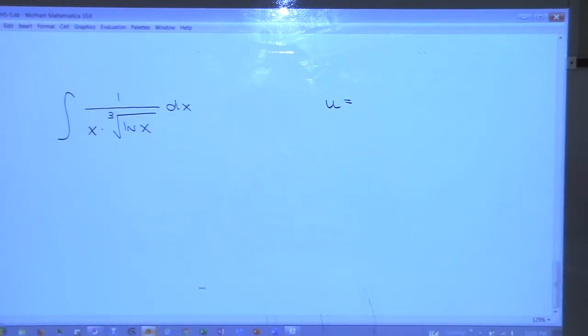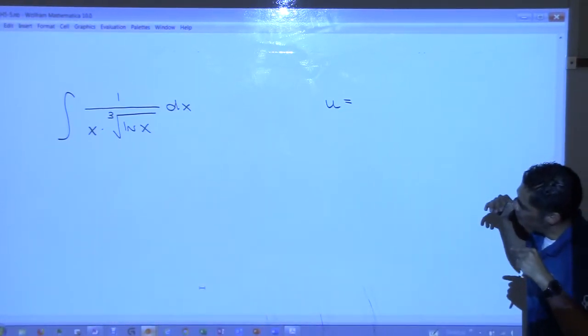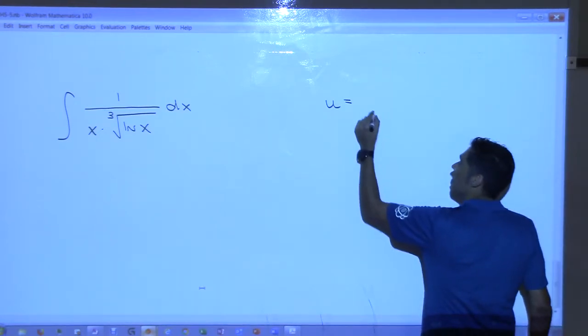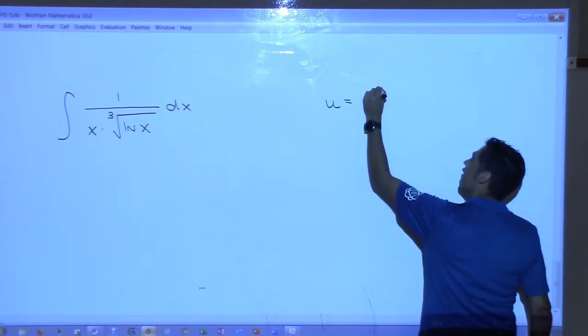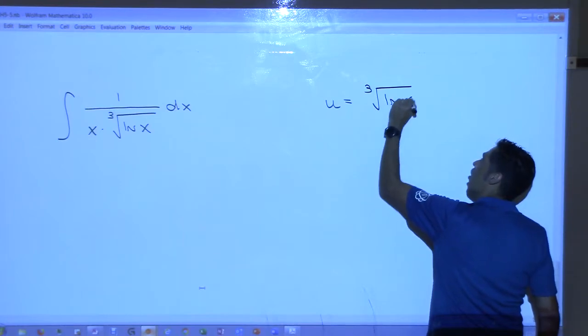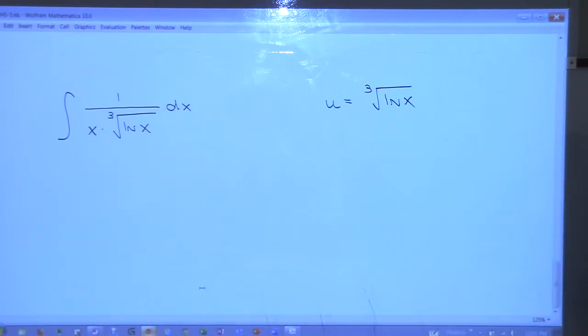So you're looking for something with its derivative there. I'm going to go with the cube root of ln of x. I absolutely am so happy you did that. It's wrong, but I'm happy you did it. But it's important for us to see why it's wrong. All right, so you're going with that. Let's just see what happens.